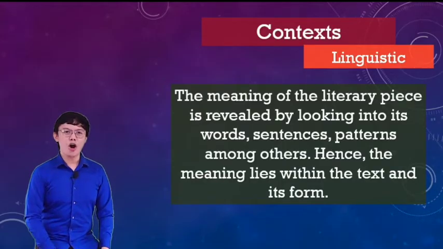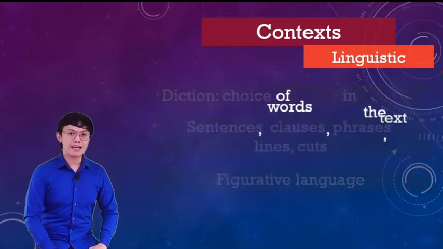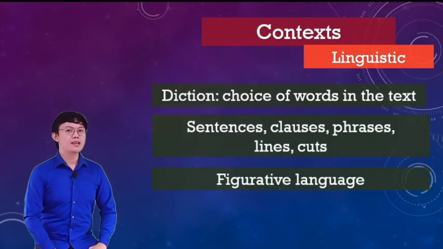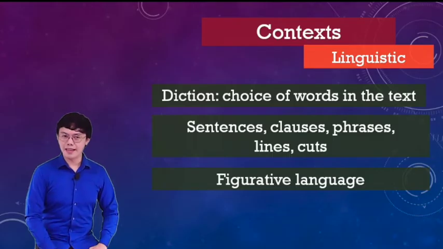The next context is linguistic context. Here, the meaning of the literary piece is revealed by looking into its words, sentences, patterns, among others. Hence, the meaning lies within the text and its form. This basically means to look at the words to determine the meaning of the text. Specifically, highlight the work's diction, sentences, figurative language, and of course, the cuts.